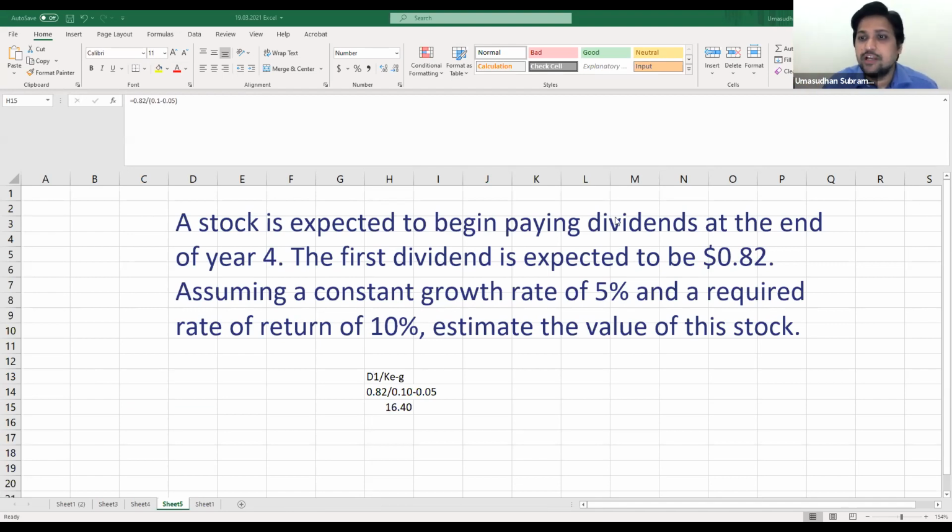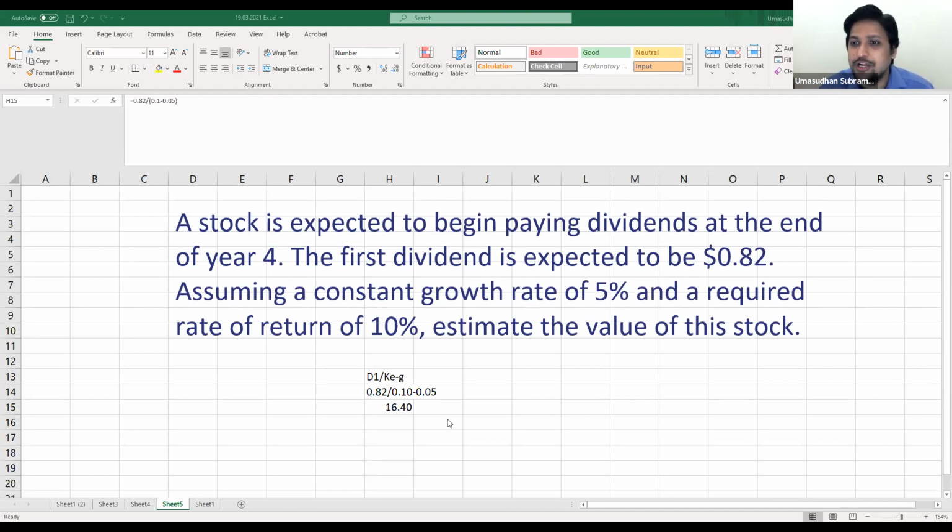So think about it. If you are using D4 as D1, the intrinsic value 16.4, is it P4 or P3 or P0? It is actually P3. Because if you are using D1, you are getting P0, the intrinsic value today. So if you are using year 4 as D1, the intrinsic value you are going to get is at the end of year 3. So that's what it is.